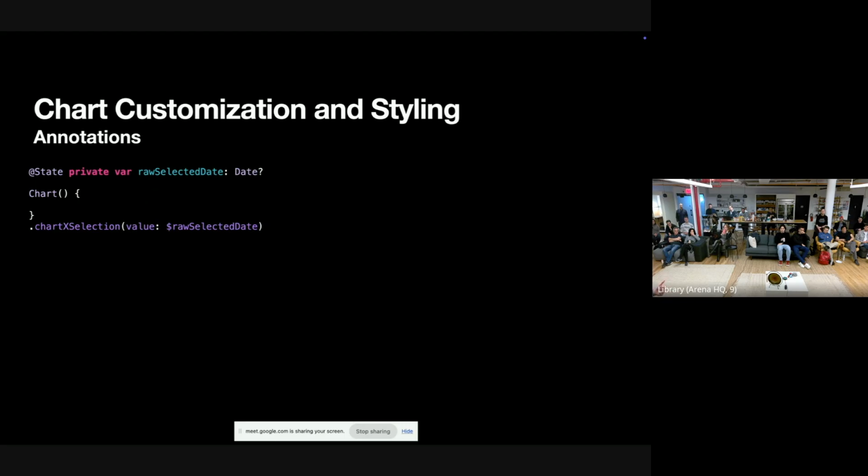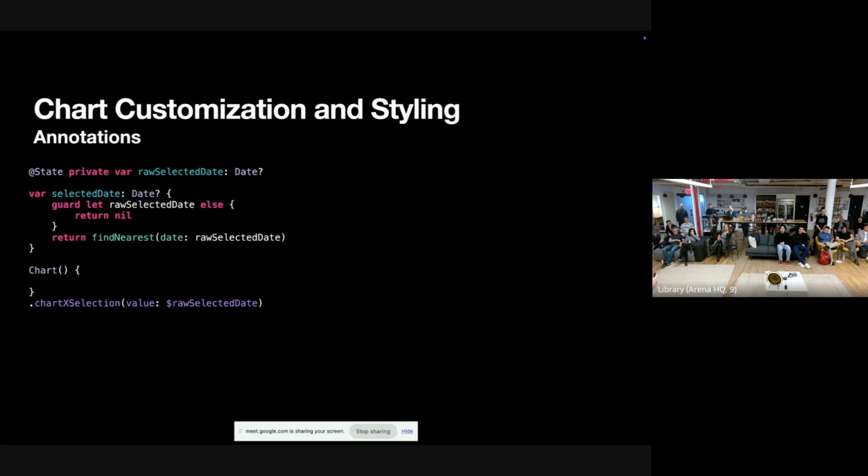One of the problems with that raw value, though, is it may not correspond to a point within your data set. So to solve that problem, I create a computed property called selected date. All that does is take your raw date. If a user is dragging, I find the nearest date within my actual data set. That gives me back a point, and it allows some snapping within the data set, which you'll see later in one of my examples.